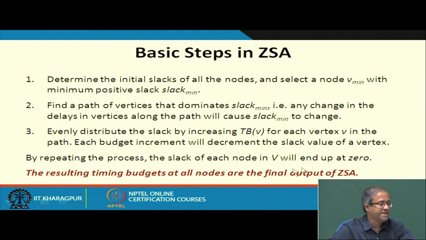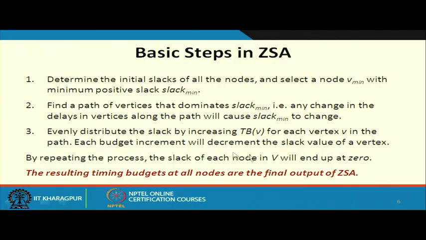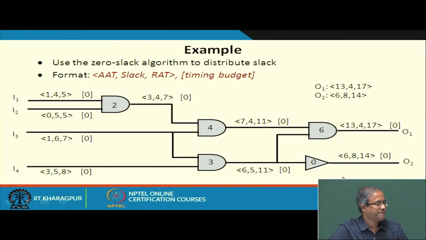So, you go on repeating the process. After making this change, again you recalculate the slack values, and you again find the minimum slack node, again find a path, again distribute, and go on repeating this. At the end you will find that all the slack values have been reduced to 0. This is the basic objective of the zero slack algorithm. So, let us illustrate this with the help of an example, so the process will become clear. At the end, whatever you get, that is the output of ZSA.